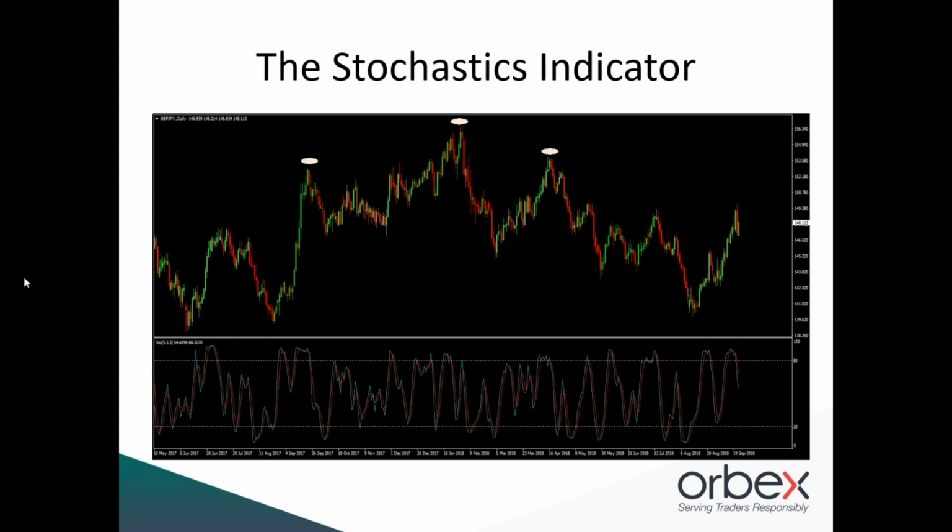So one final way in which we can look to identify confluence with the stochastics indicator and another technical element is between stochastic divergence and other technical elements. So let's take a look at an example of this and talk through how it works.